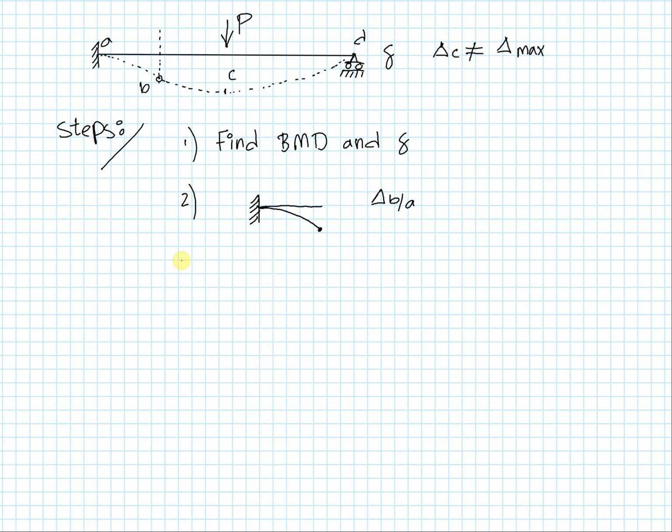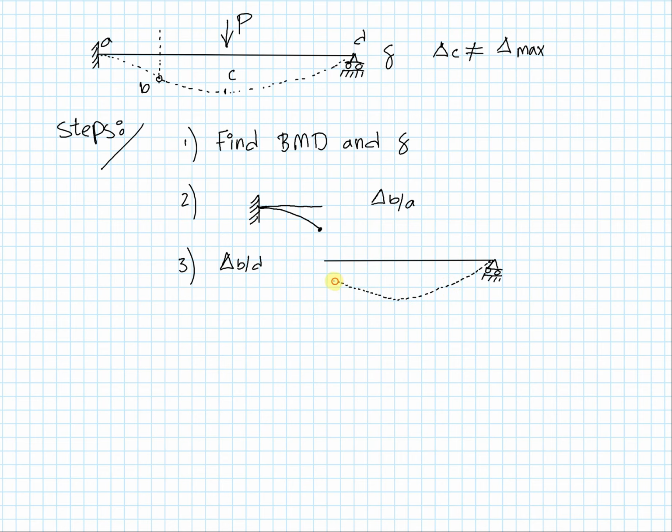For point 3, or step 3, what I need to do is to find delta BD. And that really means looking at the right side of the beam and thinking about how the deflection is going to be. In this case, it's going to look somewhat like that.